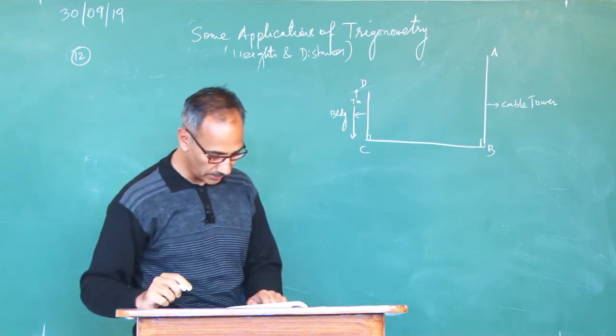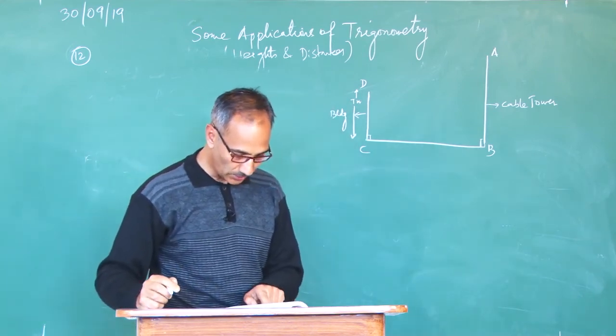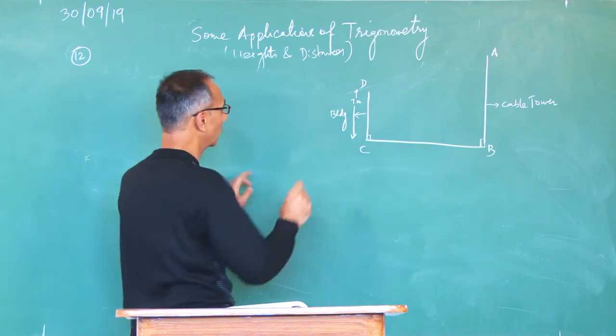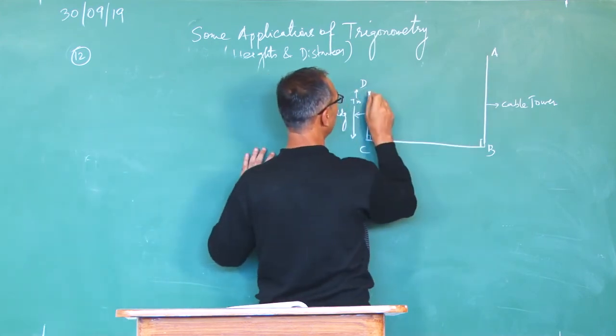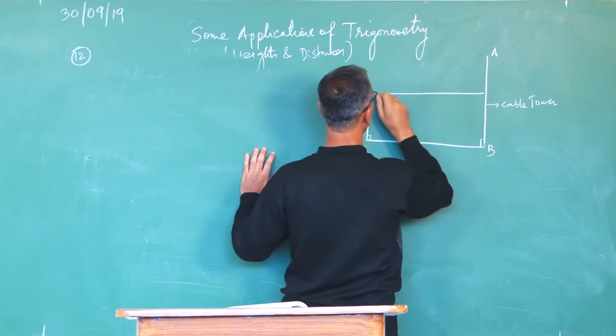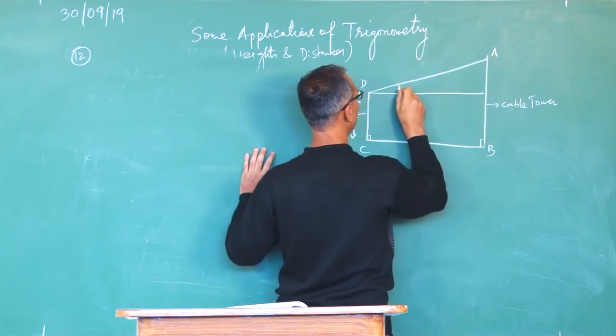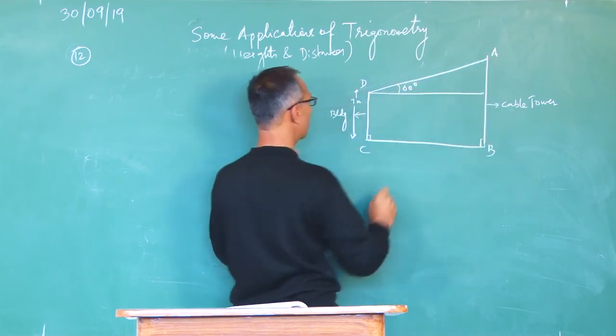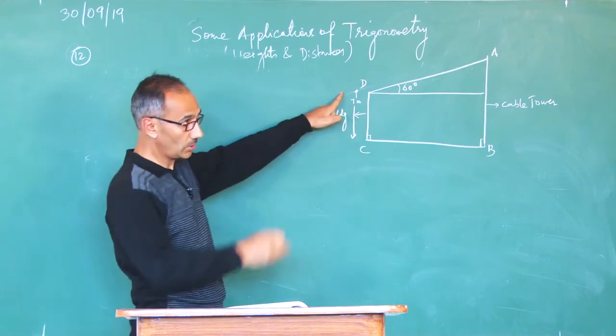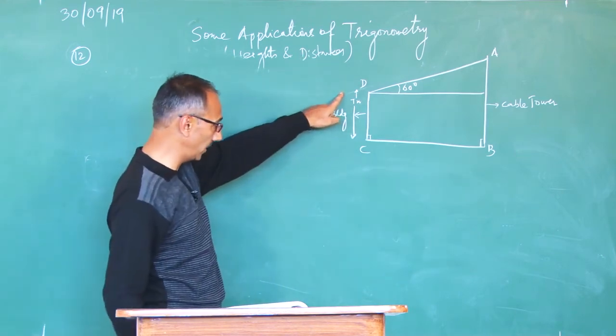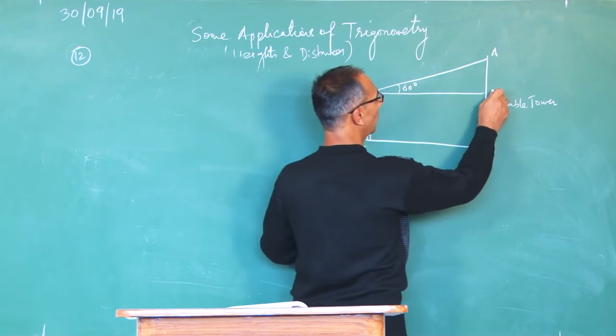He sees the angle of elevation of the top of the cable tower is 60. Now, from this point, A is to be observed. Now, this angle is 60 degrees. Person is at the top of the building, watching the top of the cable tower. Angle of elevation is 60. Call this point as M.